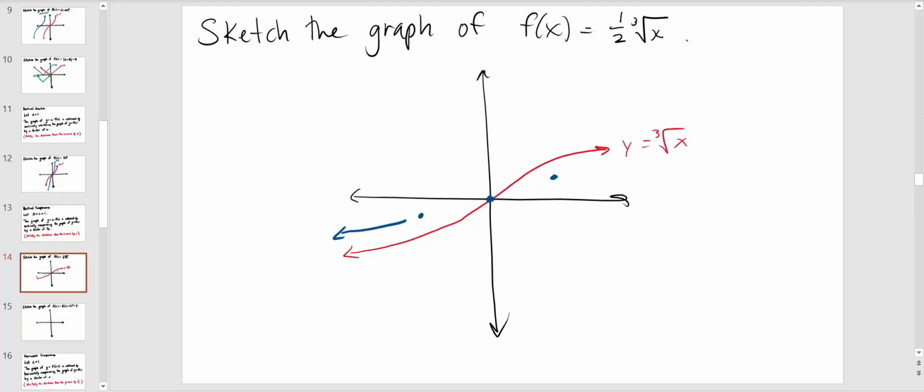And then I draw the same basic shape. Still snaking through the origin. It's just a little bit closer. Well, it's twice as close, half as far. This blue one is our f of x.